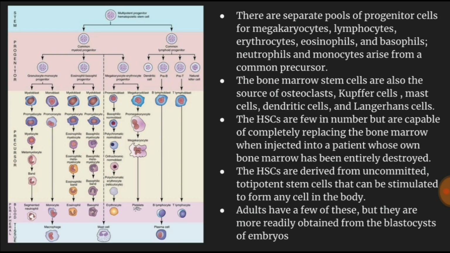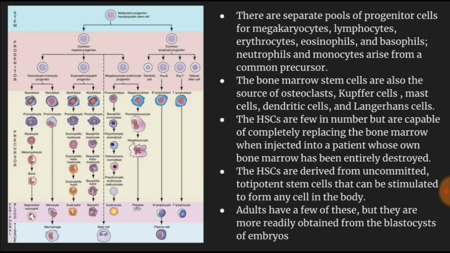Bone marrow stem cells are also the source of osteoclasts, Kupffer cells, mast cells, dendritic cells, and Langerhans cells. We'll describe in detail what osteoclasts, Kupffer cells, mast cells, dendritic cells, and Langerhans cells are in the upcoming classes.